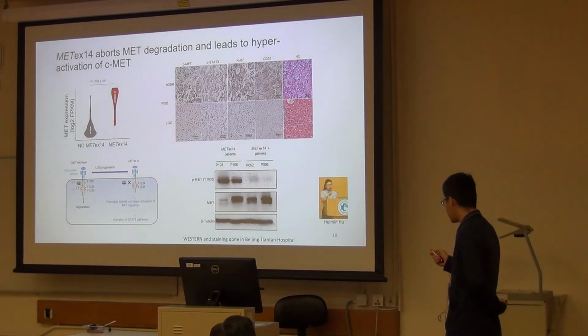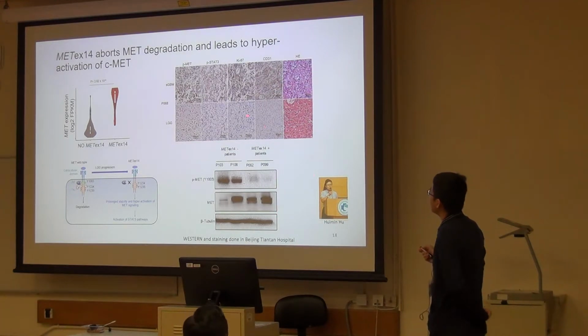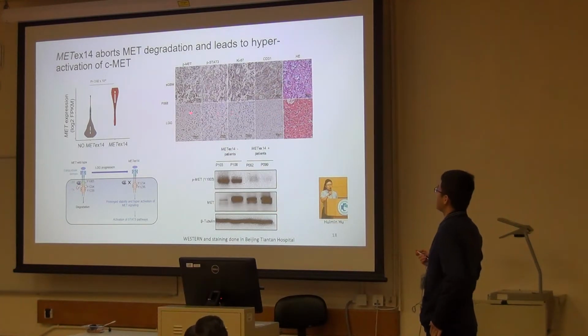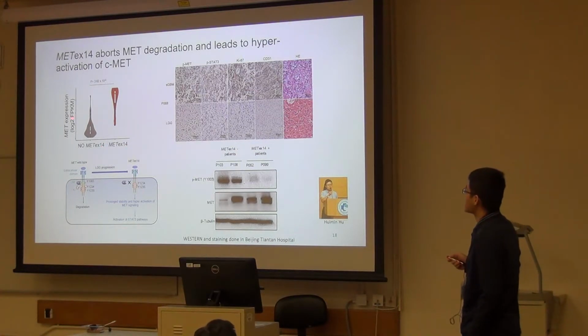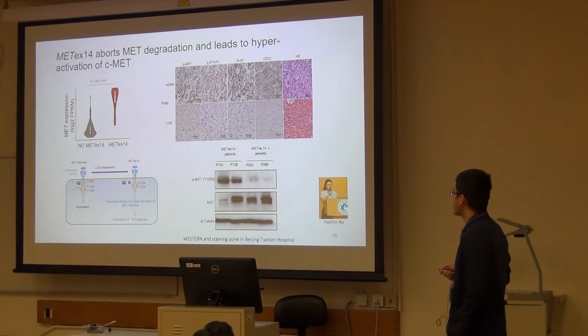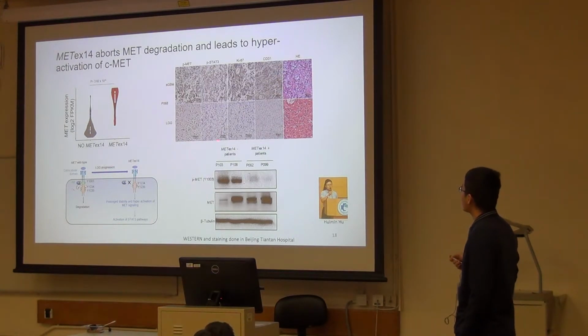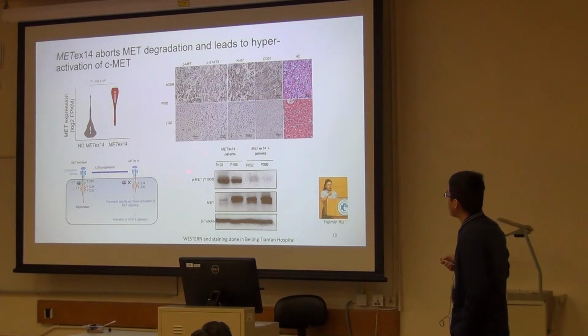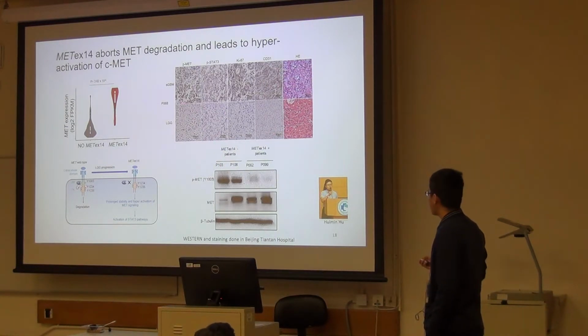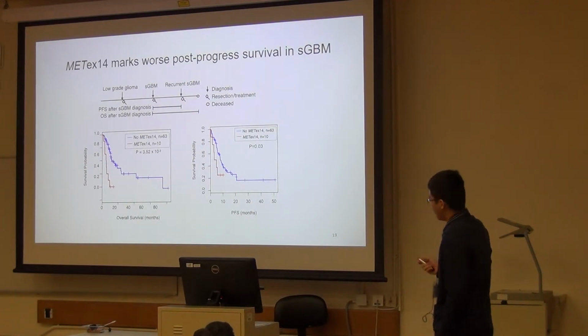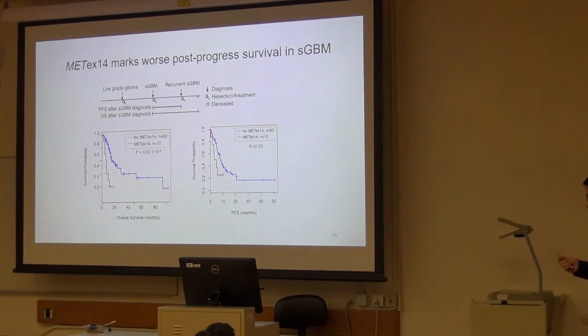Then our collaborator from Beijing Tiantan Hospital performed a series of functional studies. We found out that if the patient has this mutation, the patient will have high expression of MET, and also activation of the downstream pathway, for example, the STAT3 pathway. We verified our hypothesis at the cell line level, and also at the patient sample level. More importantly, we found out that this mutation can actually mark the worst survival of SGBM patients.